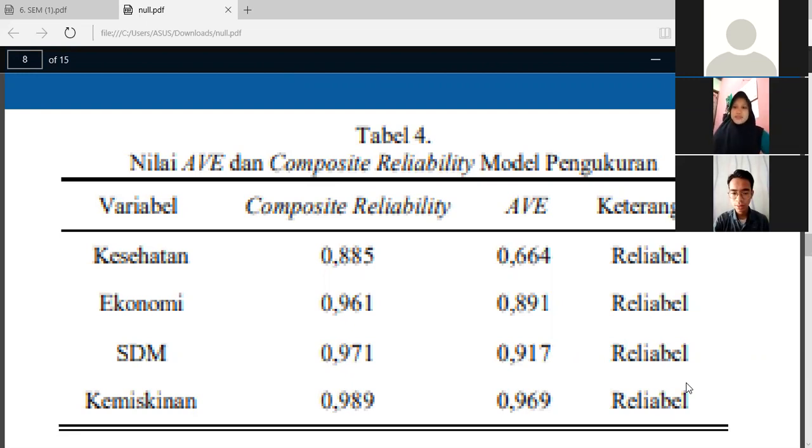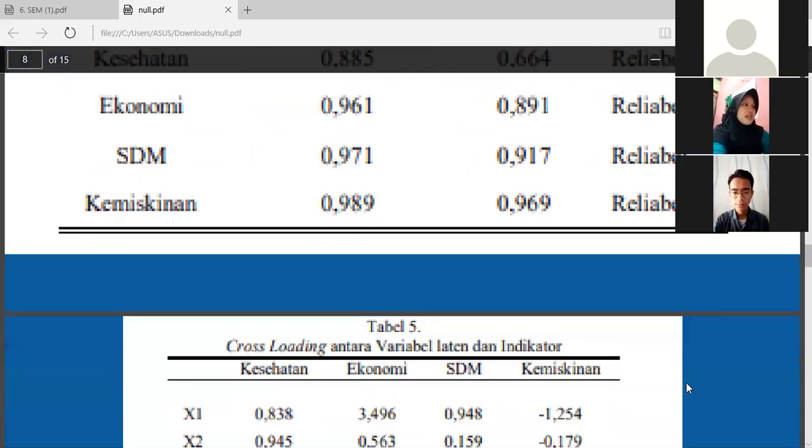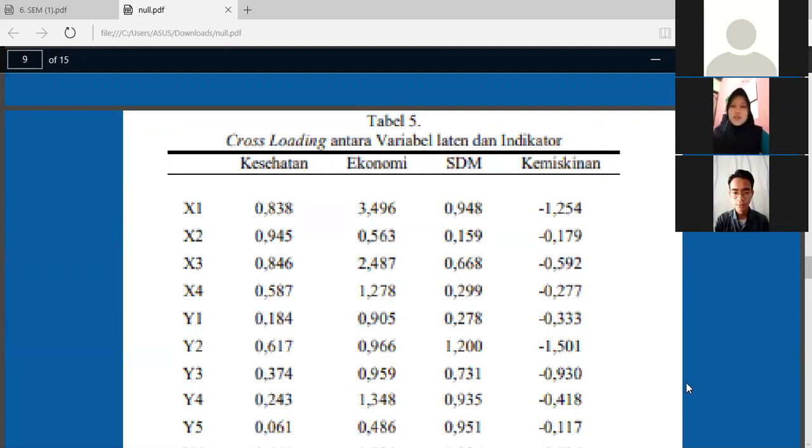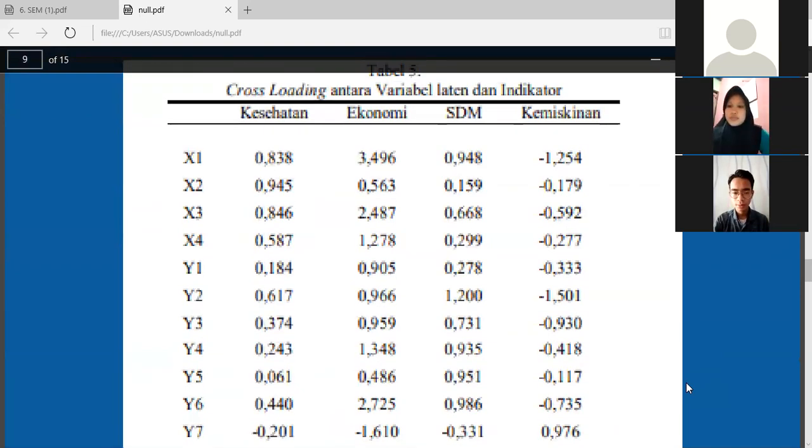Next, Table 5. So the loading value between all latent variables and all indicator variables, the loading value between the variable in accordance with its indicator, so the value of discriminant validity and convergent validity.